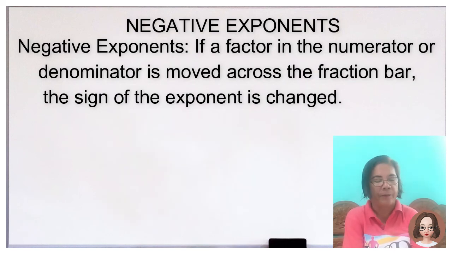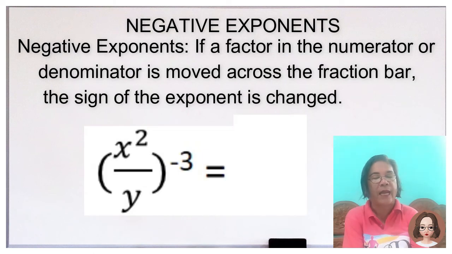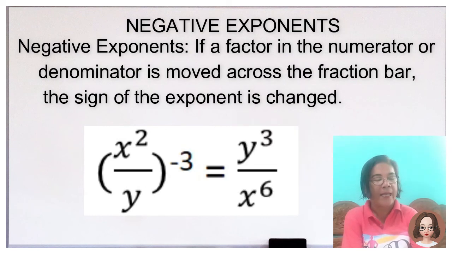Another example, x raised to the second power over y raised to the negative 3. So what is the reciprocal of y to the negative 3 over 1? So it turned out to be y raised to the third over x raised to the 6. Why 6? Because 2 times 3 is 6. And 1 times 3 is 3. So the final answer is y to the third over x to the 6.